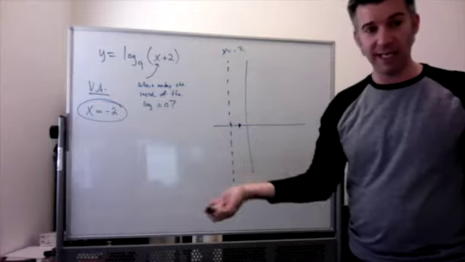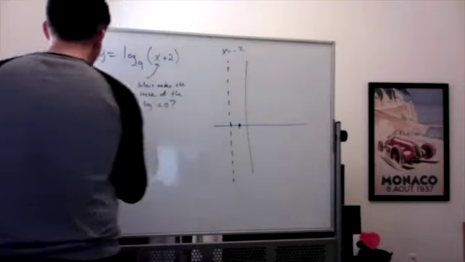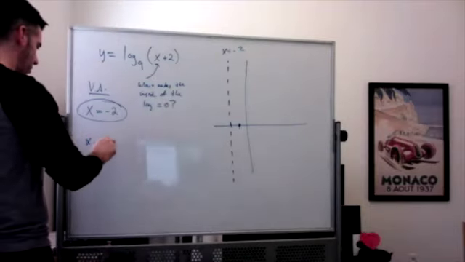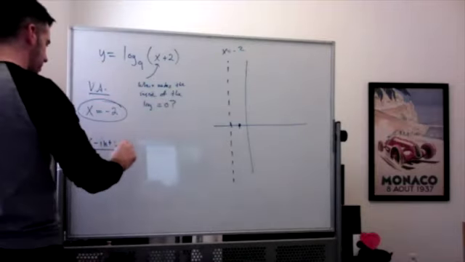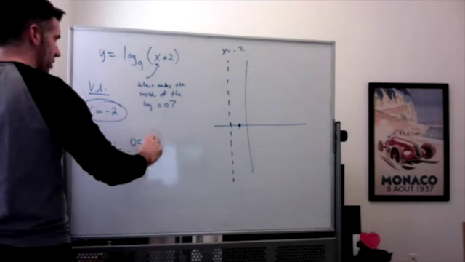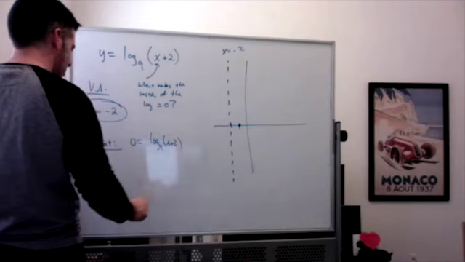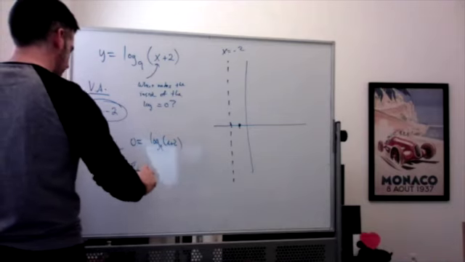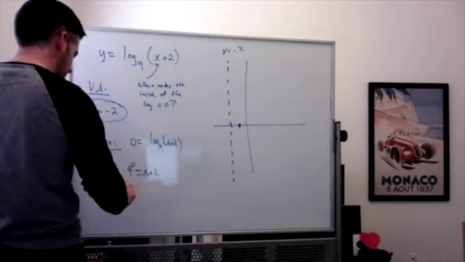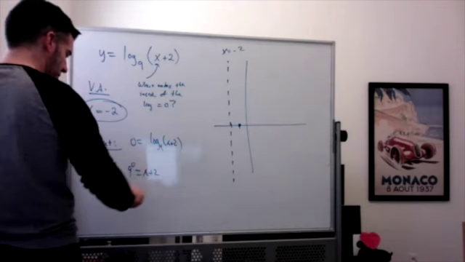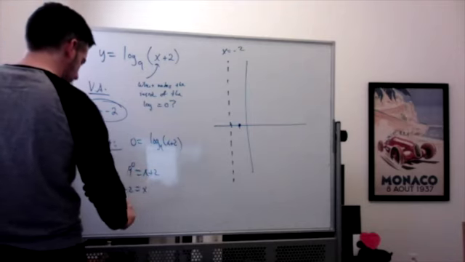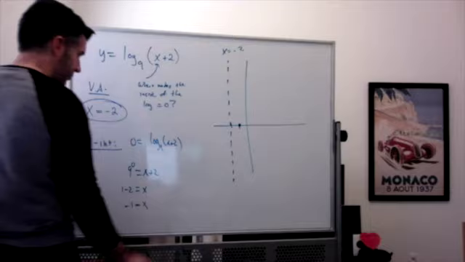You can also find it by, again, setting y equal to 0. So if you set y equal to 0, you get 0 equal to log base 9 of x plus 2. So 9 to the 0th equals x plus 2. So 9 to the 0 is 1, minus 2 equals x. So x equals negative 1.